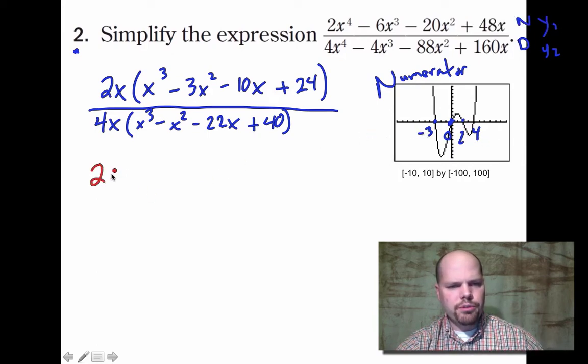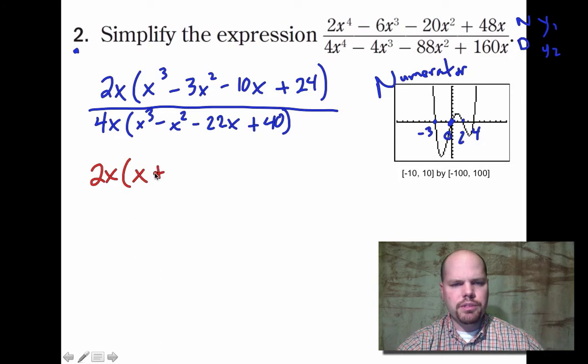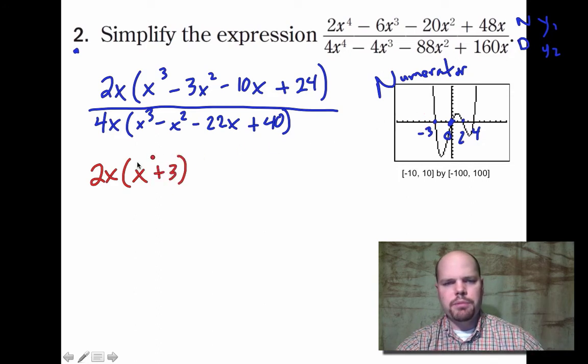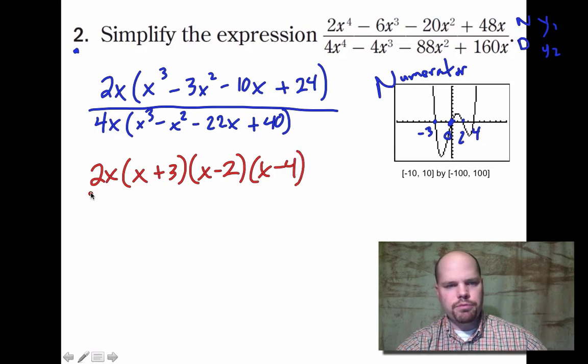Alright, so we'd have 2x. Now, x, and then we have a minus and -3, so that'd be x plus 3, because it's an x-intercept, so -3 would make this quantity 0, and that makes everything 0. Okay, then we also have the 0, which we got with the 2x. Then we have a 2, so it'd be times the quantity x minus 2, and then we have an x-intercept at 4, so it'd be times the quantity x minus 4.